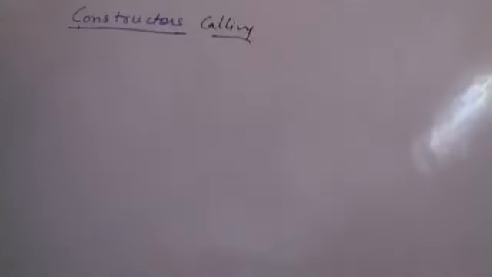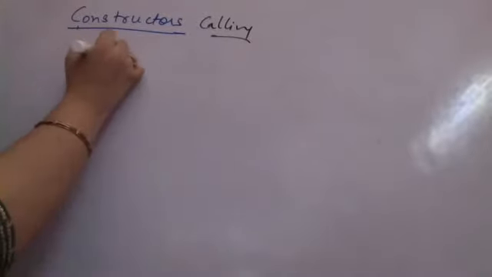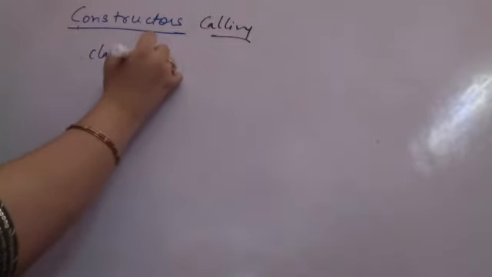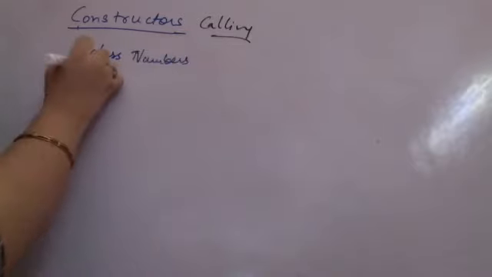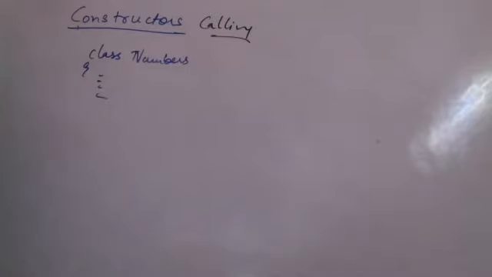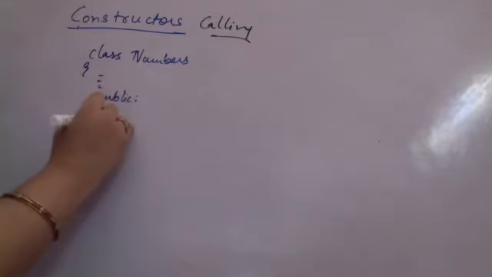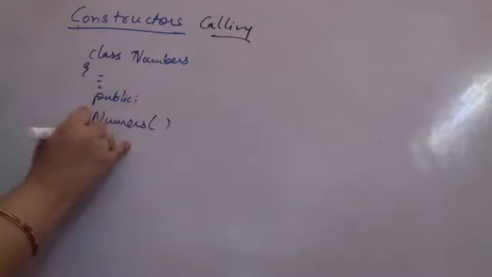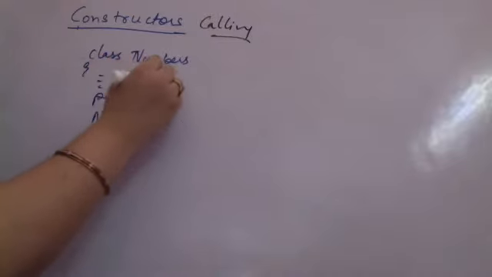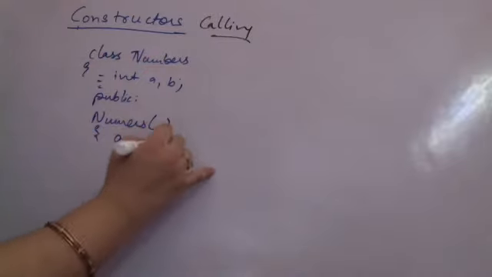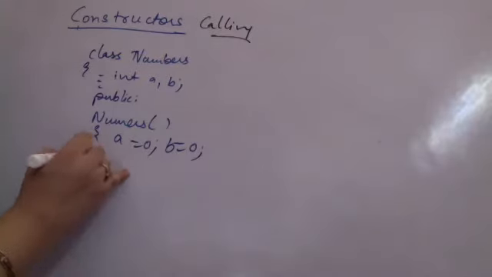There are two methods of calling constructors. Constructors can be called implicitly or explicitly. You can have an implicit call to a constructor or an explicit call to a constructor. What do I mean by implicit and explicit call? Supposedly you have your class, integer or numbers or whatever class you have. Within the class you have some members. In the public section, you will have numbers, and supposedly integers a and b. Same, I'm having a is 0, b is 0. This is a default constructor that I'm taking for the example currently.